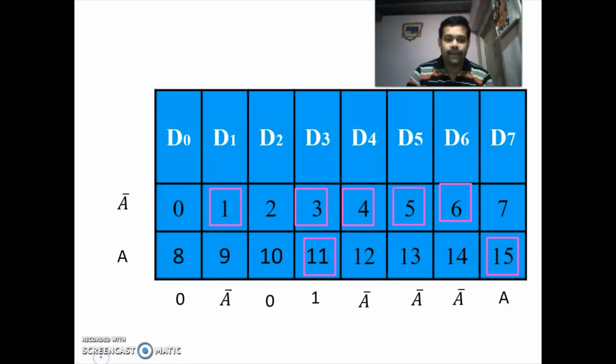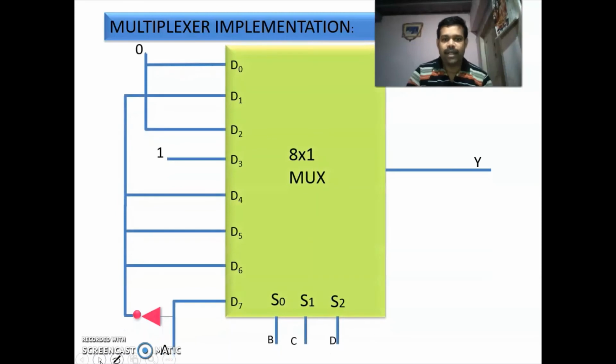Then you go for implementation. You draw an 8 is to 1 mux and give the inputs depending upon the values you got from your implementation table. So this is the implementation of 8 is to 1 mux.